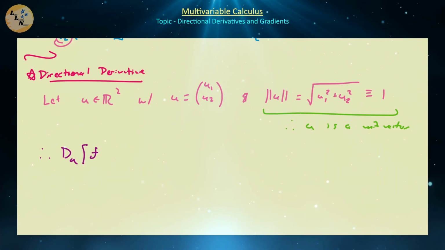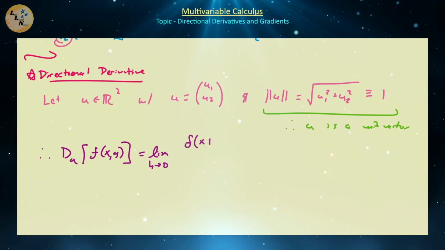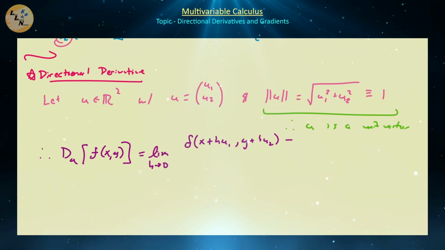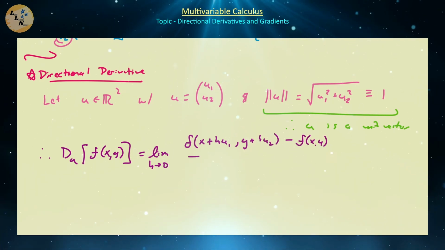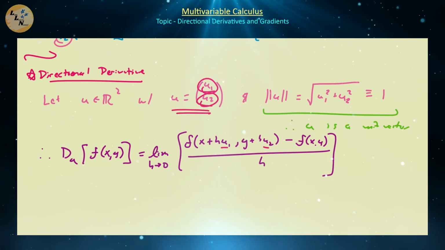So with this in mind, we can define the directional derivative in the direction of u of f at the point (x, y) to be equal to the limit as h approaches 0 of f(x + h u1, y + h u2) minus f(x, y), all over h, where u1 is the x component of that vector and u2 is the y component, and this is a unit vector. That is how we define the directional derivative of a multivariable function.